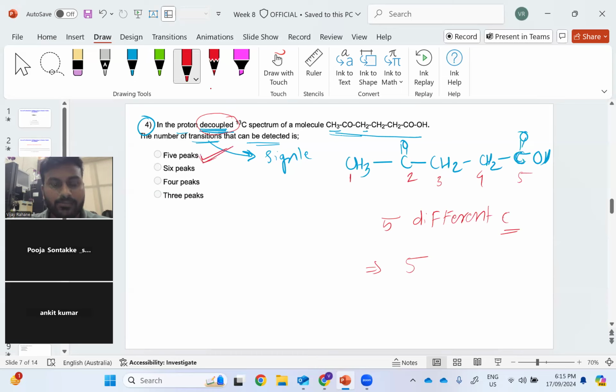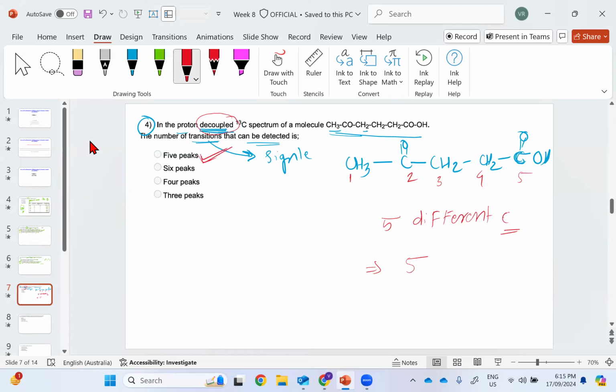So in this one, we just need to identify what are the different types of carbons present in the molecule. There are 5 different types of carbon present in this molecule, so it will show 5 different transitions.